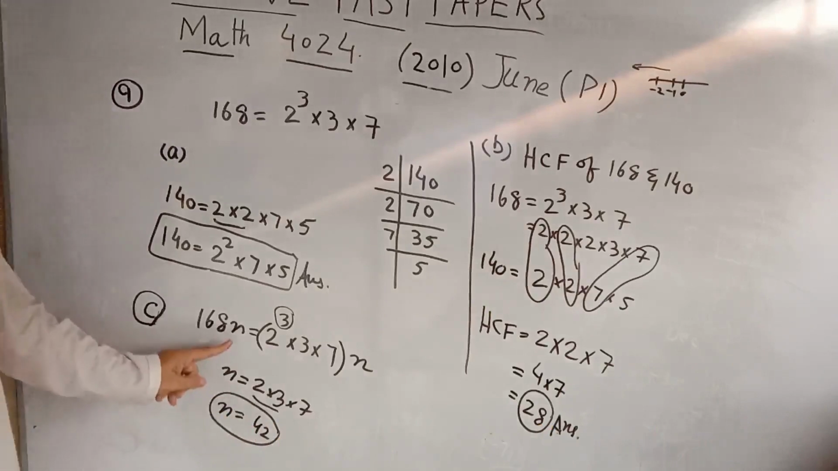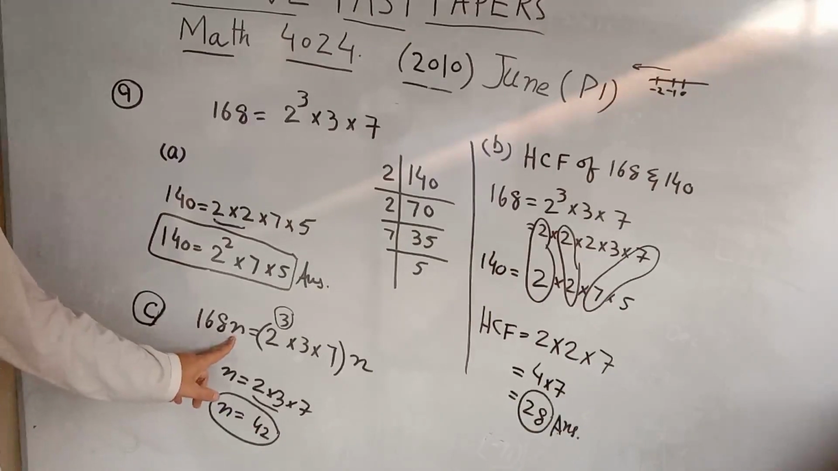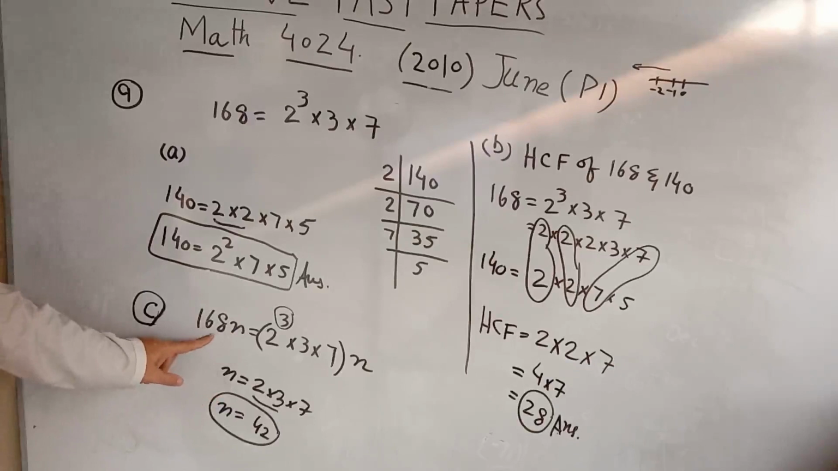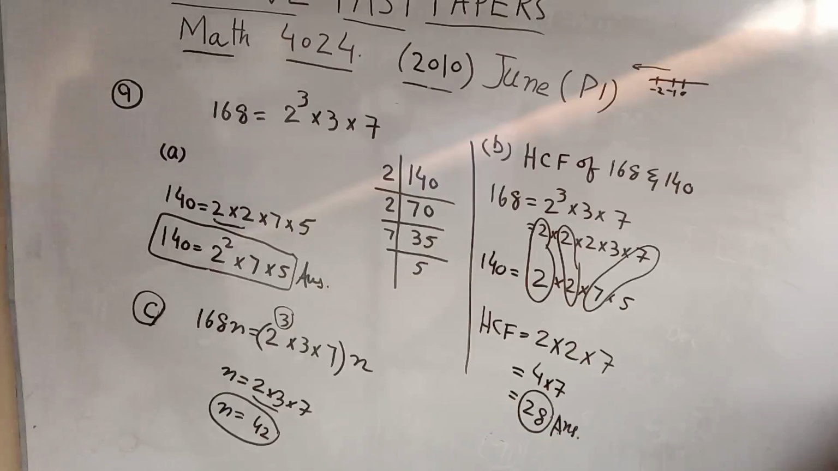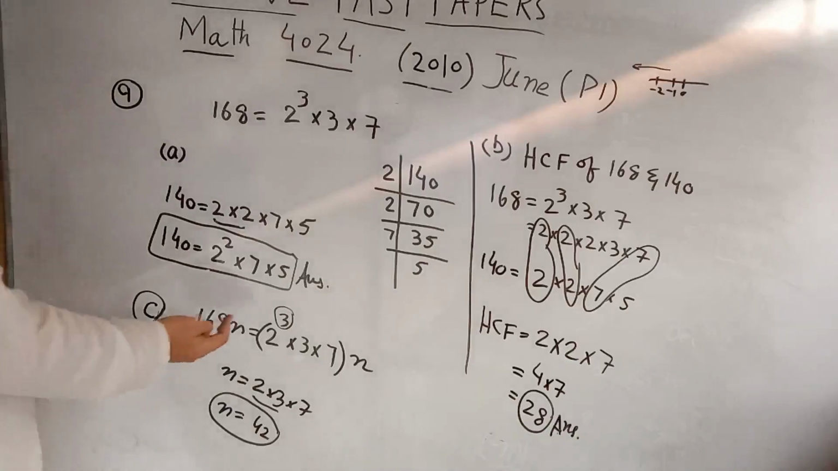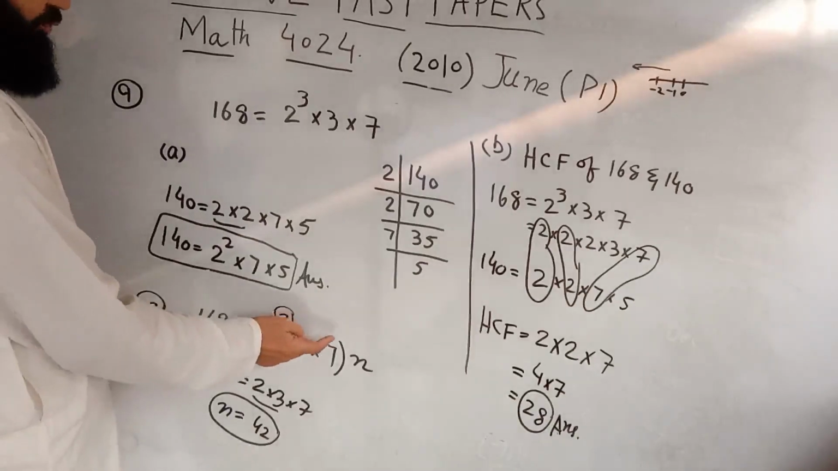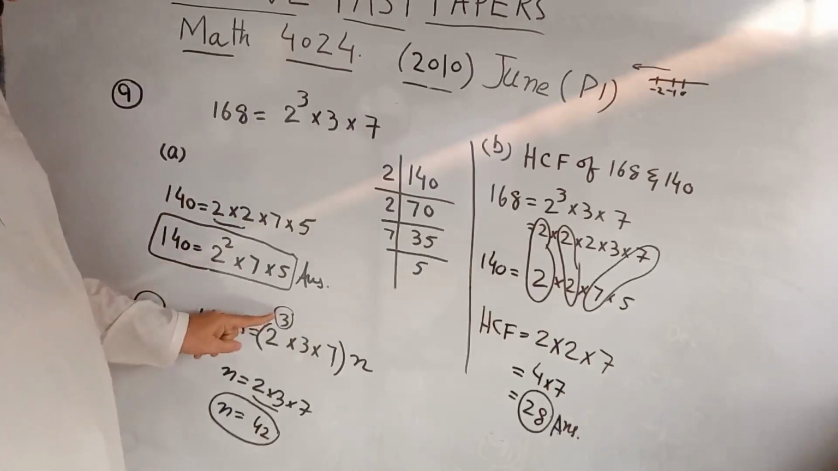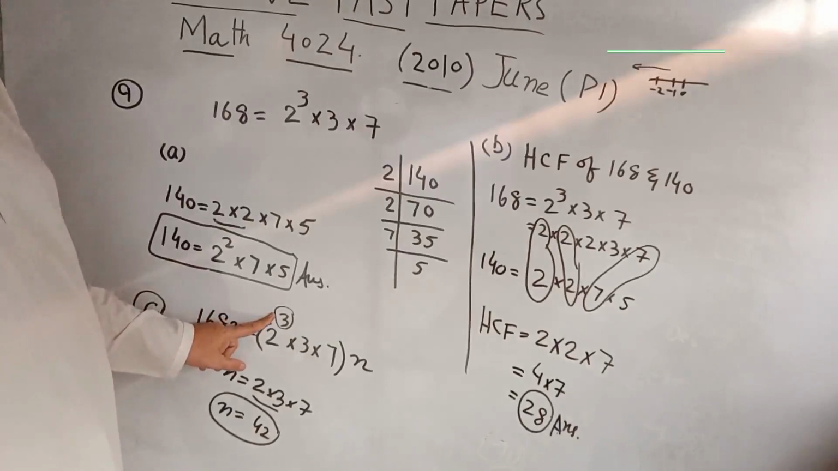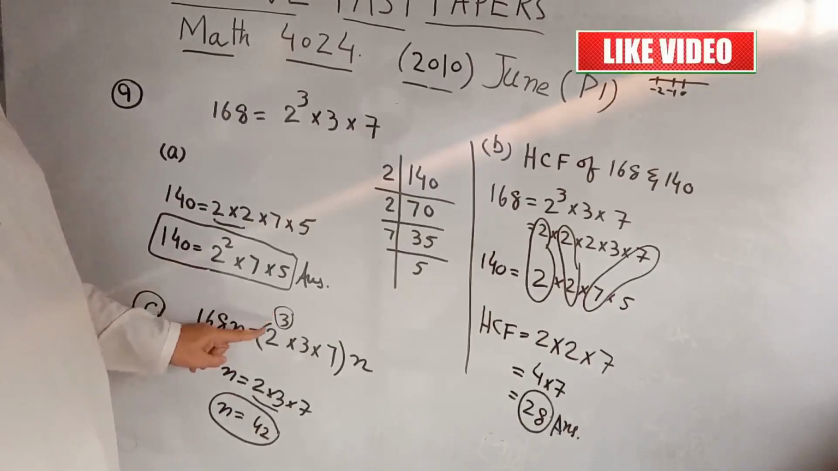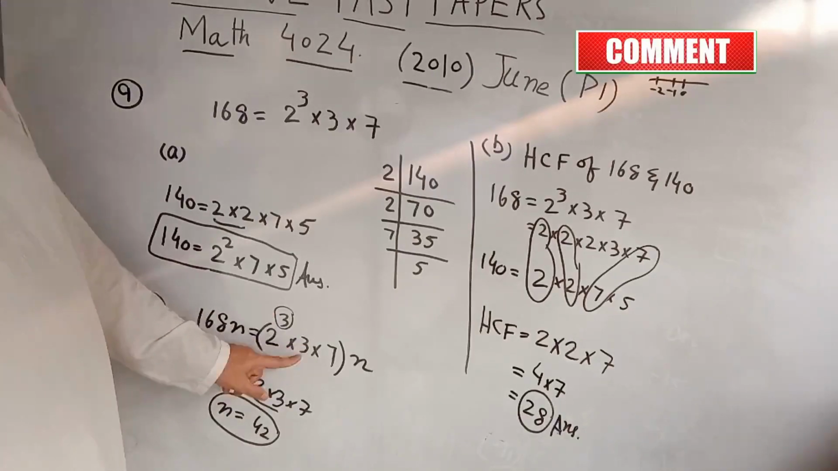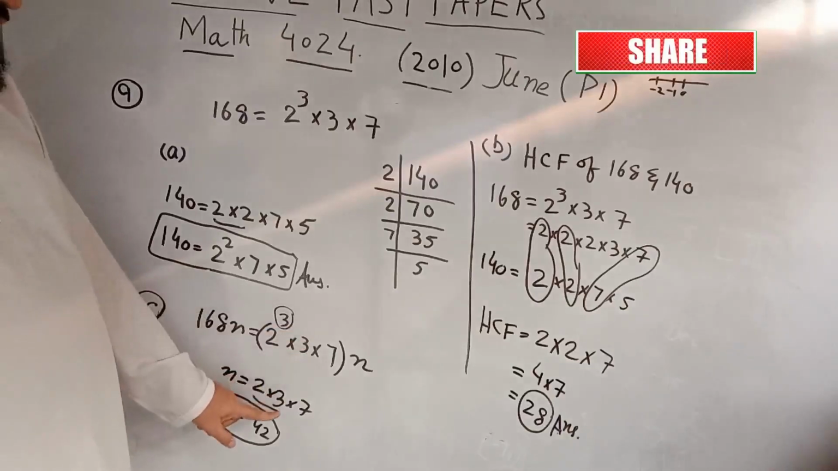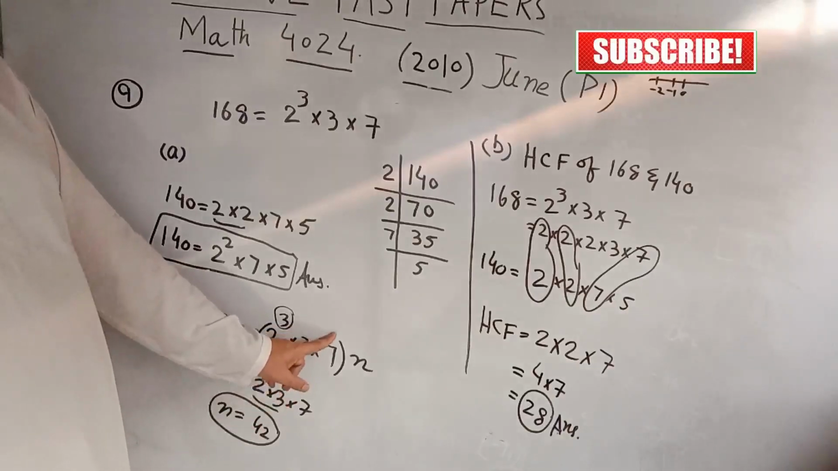If we replace n, or we multiply 168 with 42, the number will become a square number. Because square number means all the powers of the factors should be even. So the smallest even number after 3 is 4. We want to make it 4, therefore we multiply with an extra 2. In order to make it 2 power 2 here, we need another 3. To make it 7.